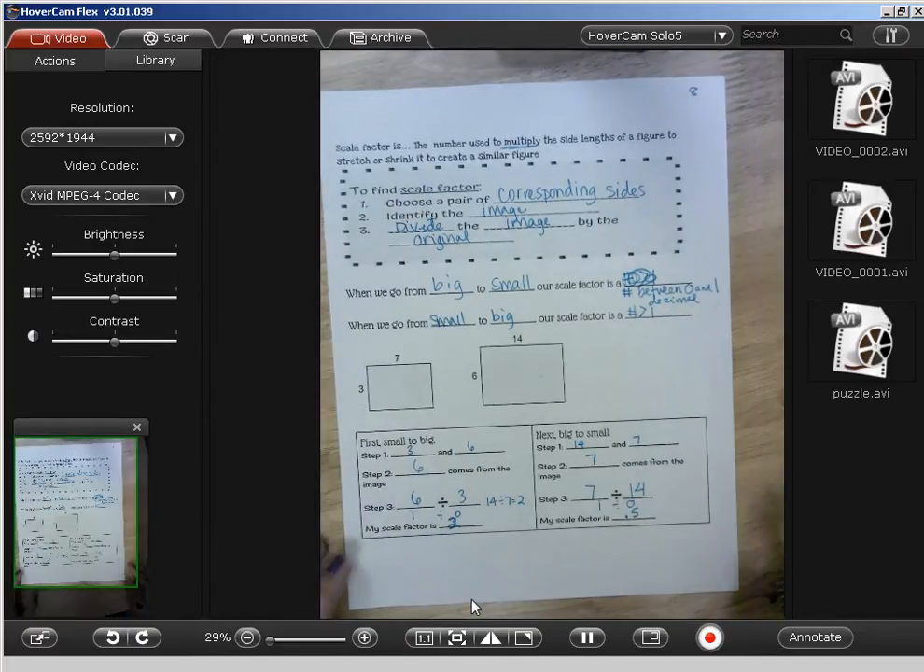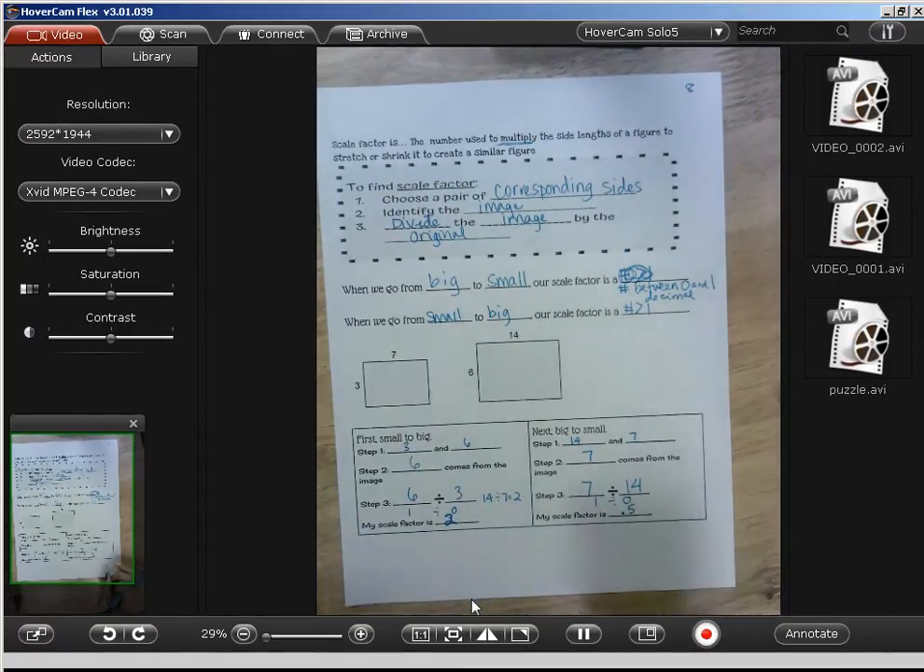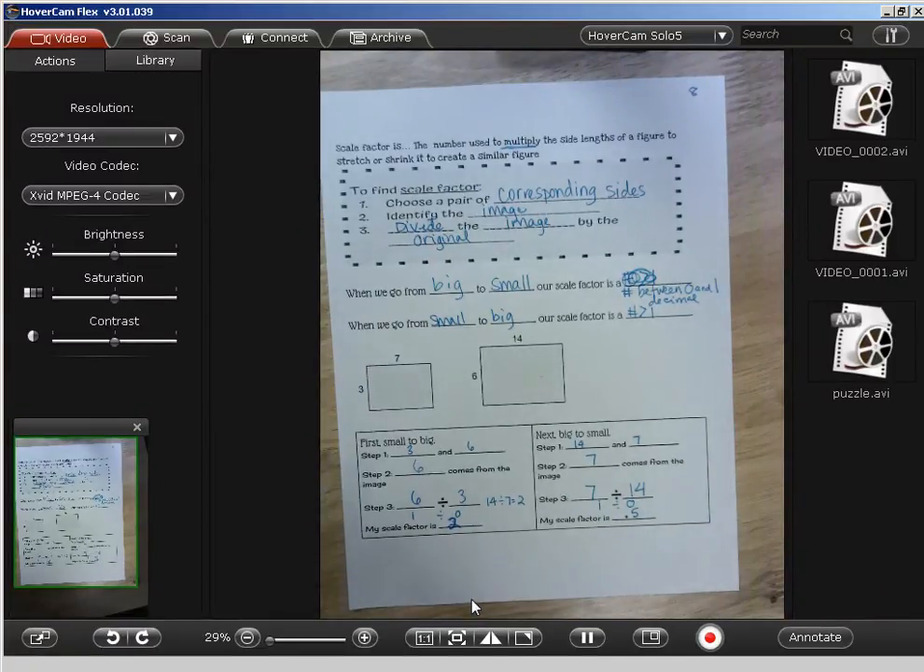Go ahead and tape this into your journal, watch the Scale Ella video, and then start on your practice problems. Good luck and be amazing today.